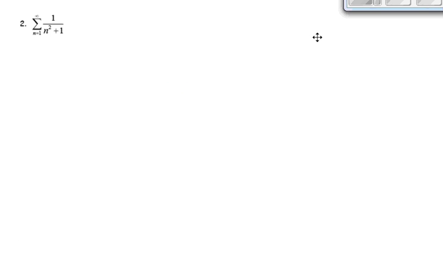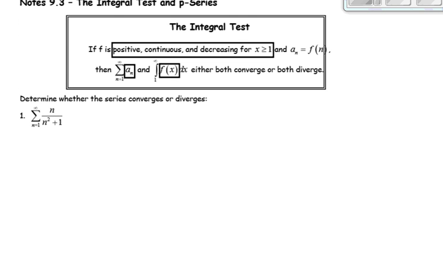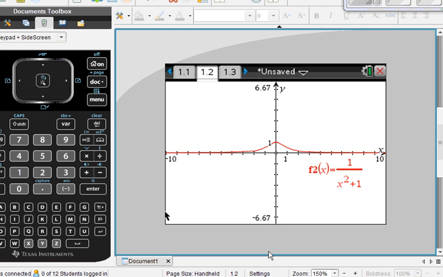Okay, so for our second example, we have the series 1 over n squared plus 1. Hopefully you know by intuition that this is matching all of those descriptions: positive, continuous, and decreasing for x or n greater than or equal to 1. But just in case, I have the graph here if you want to see. So greater than or equal to 1, this graph is all of those things.